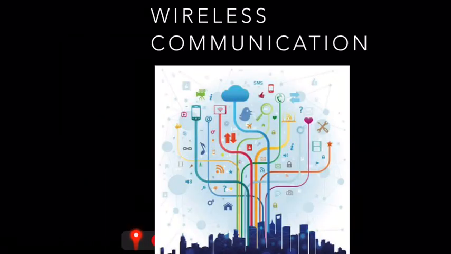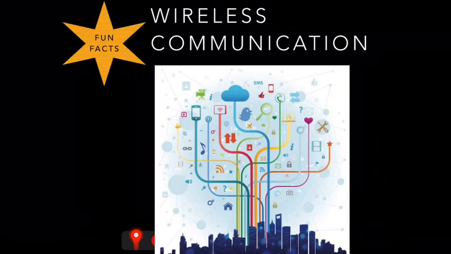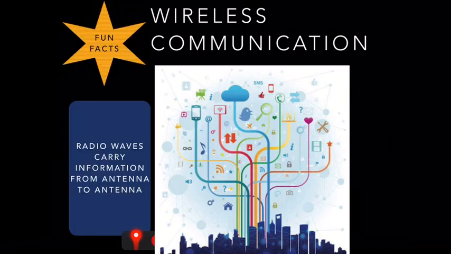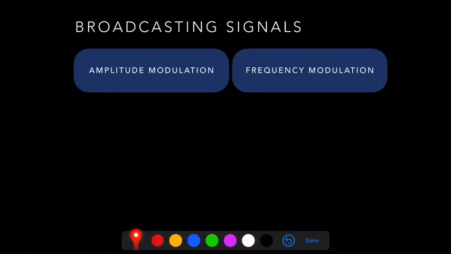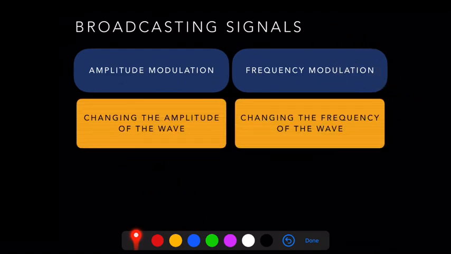Now let's talk about wireless communication. Radio waves carry information from antenna to antenna. Pay attention to this because it comes on your worksheet. And this is what we were talking about earlier. Broadcasting signals, amplitude modulation and frequency modulation.